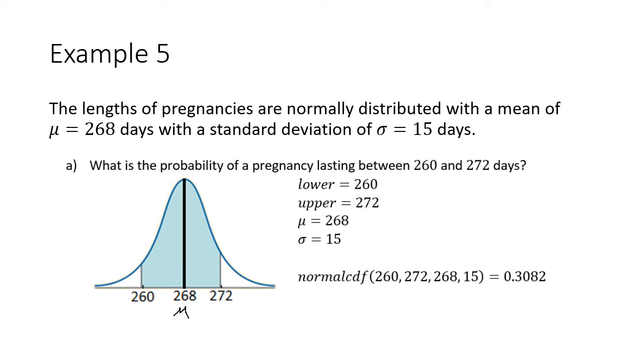My lower bound now is 260. My upper bound is 272. And this is the genius part about using your calculator. We can just adjust and type in that mu was 268 and sigma was 15, and it's going to do all the z-score conversions for us. Then just type that right into your function or have it paste, and there's your answer: 0.3082. So about 30.8% of pregnancies last between 260 and 272 days.